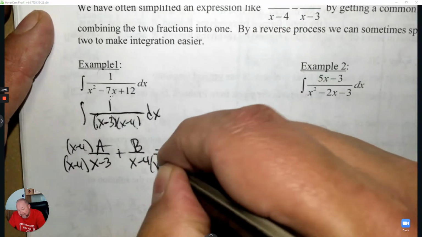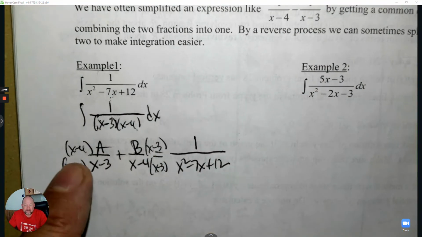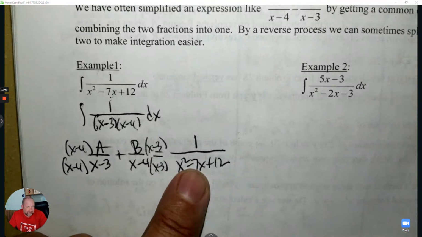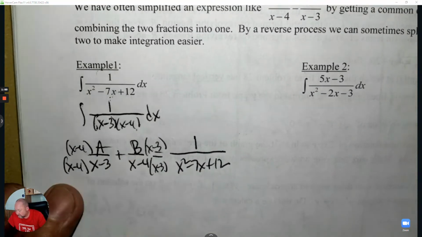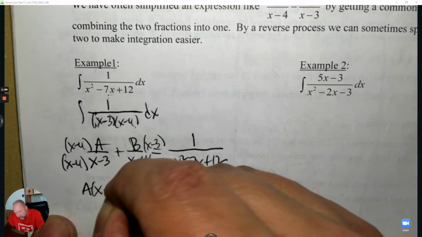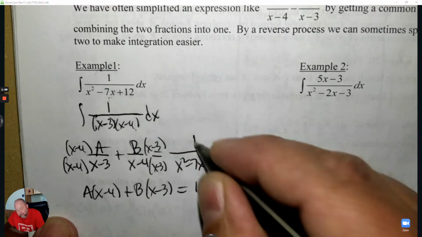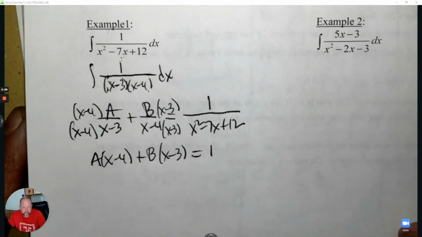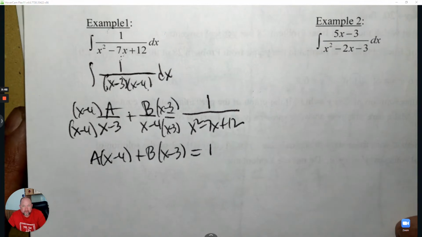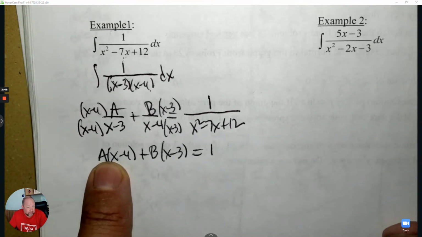And I'm going to multiply by x minus 3 top and bottom. And notice I have like denominators then. And I'm going to take the numerator only and make it equal to the numerator. At this step we're going to use the zeros to help us out. So the first 0 I see is positive 4 makes this 0.